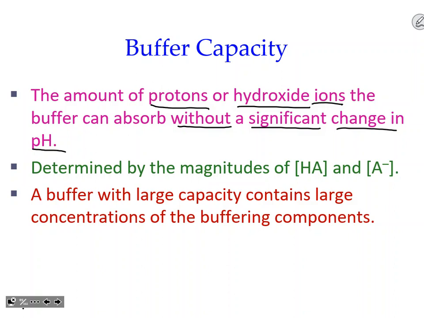So it's determined by the magnitudes of the acid and its conjugate base pair. Like how many components are in there, how much buffer component is in there. A buffer with a large capacity contains large concentrations. Large capacity must have large concentrations of the acids and the bases in the buffering components.